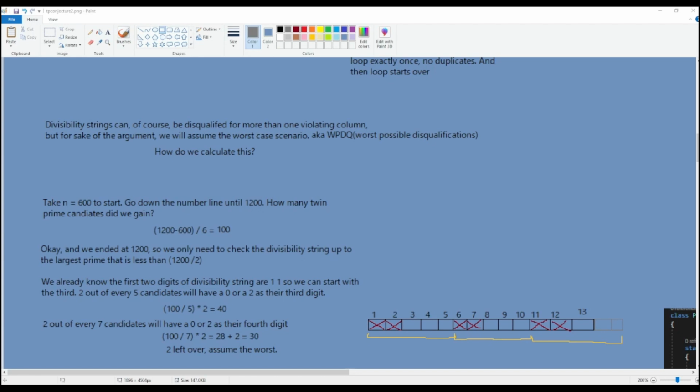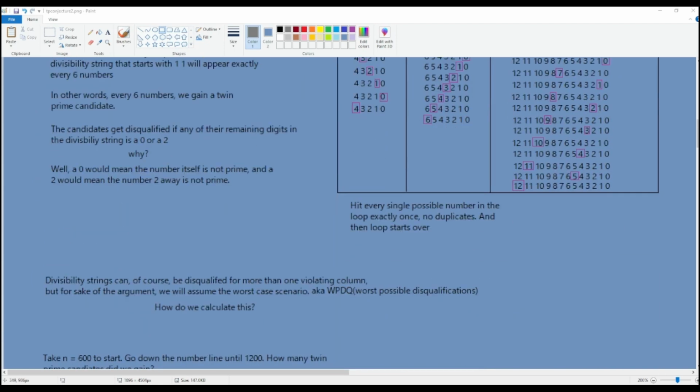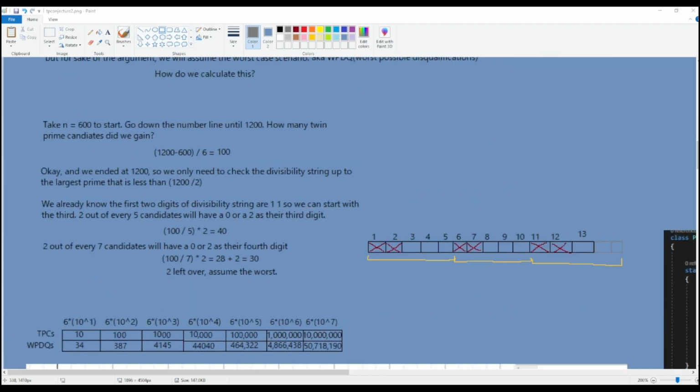So these divisibility strings can be disqualified by more than one violating column. For example, you can have a number that's divisible by 5 and 7, so you would get 2 zeros. But for the sake of the argument, we're going to assume the worst. So we're going to calculate the worst possible number of disqualifications additively. And how we would do this is as follows. So we'll start with 600. We're going to go down the number line until we hit 1200.